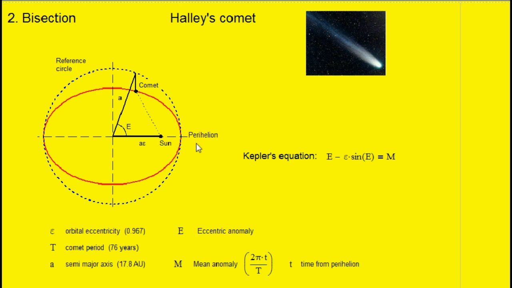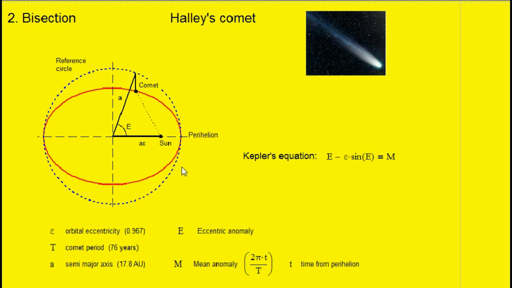Moving on to the bisection method, we'll use the example of finding the position of Halley's comet sometime after it's passed its perihelion point. Perihelion is its position closest to the Sun. Halley's comet has a very eccentric orbit. It's a very flat ellipse. It's shown here in red. This diagram is not to scale. If it were, the red orbit would be a lot flatter.